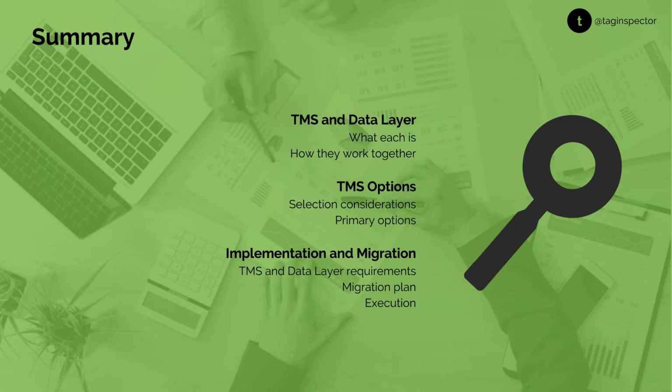I went through who those different vendors are, the primary options that you'll see out there, and some of the value propositions for each. And then for the implementation and migration stage, what it is that you need, both from a configuration standpoint within your tag management system, as well as requirements and architecture within that data layer. So once you define those different pieces, you can put together your migration plan and then execute on that plan. Once you have that fully executed, you can then start using tools such as Tag Inspector for ongoing monitoring and ongoing validation of the different tags and platforms that you have in use.